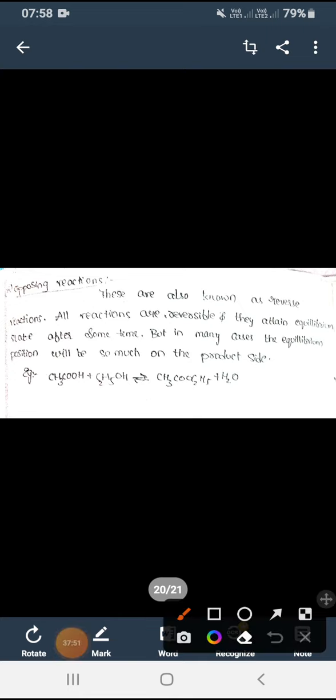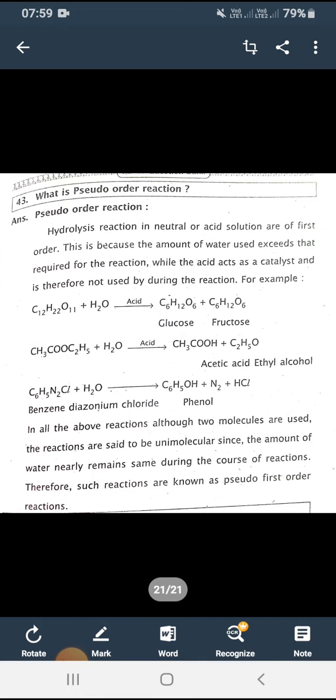Next one, opposing reactions. So opposing reactions are nothing but reverse reactions, we can say. All reactions are reversible and they attain equilibrium also after some time, but in many cases the equilibrium position will be on the product side only. So let us see this equation. So these are the different types of reactions.